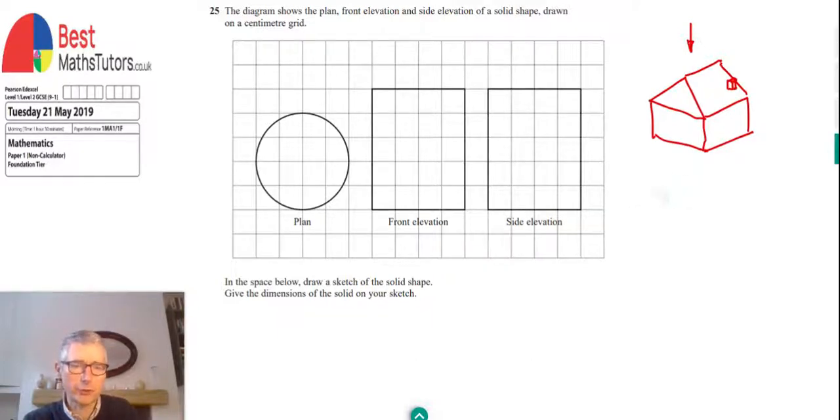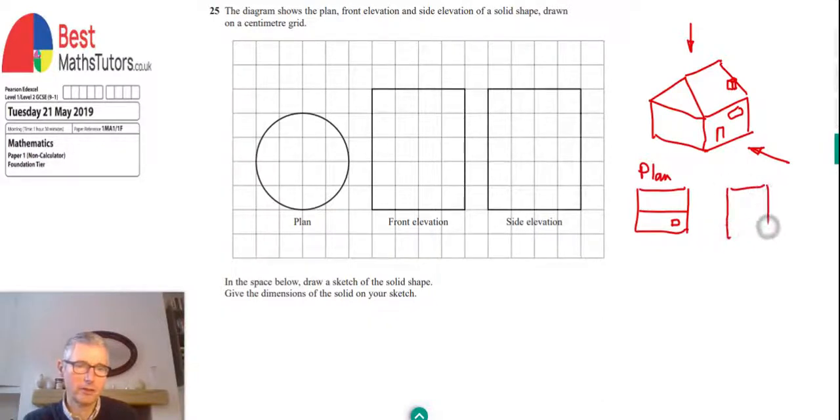So from the top view, what we might just see is the roof like this, and we'd see the little chimney. So that would be the plan looking from above. And then the front elevation would be looking from that direction. So imagine I've got a little window on there as well and a door. Then the front elevation would actually look like this.